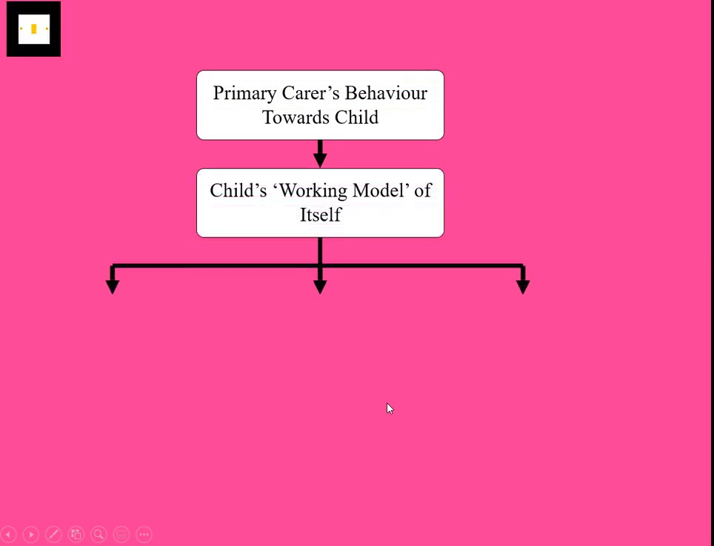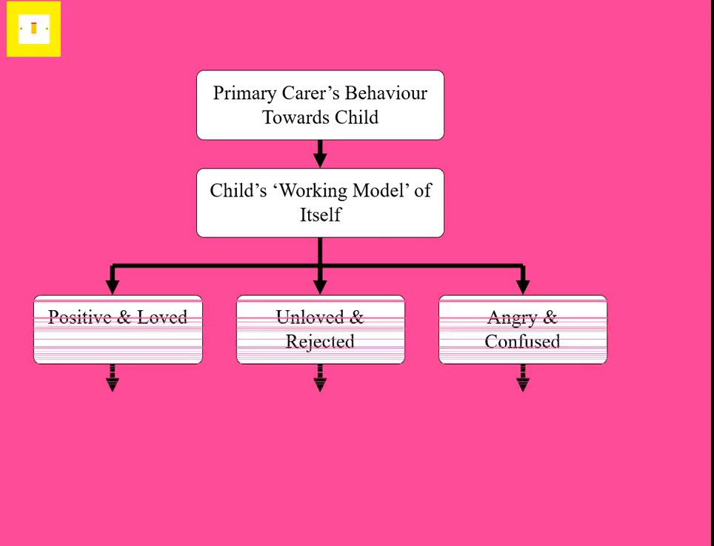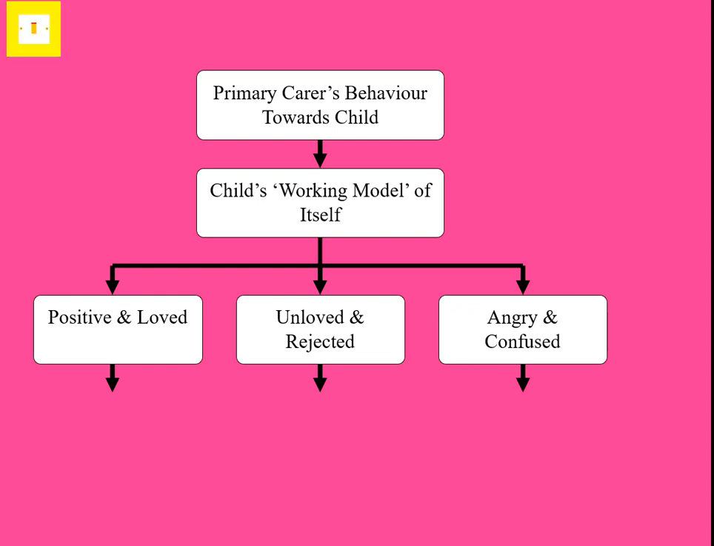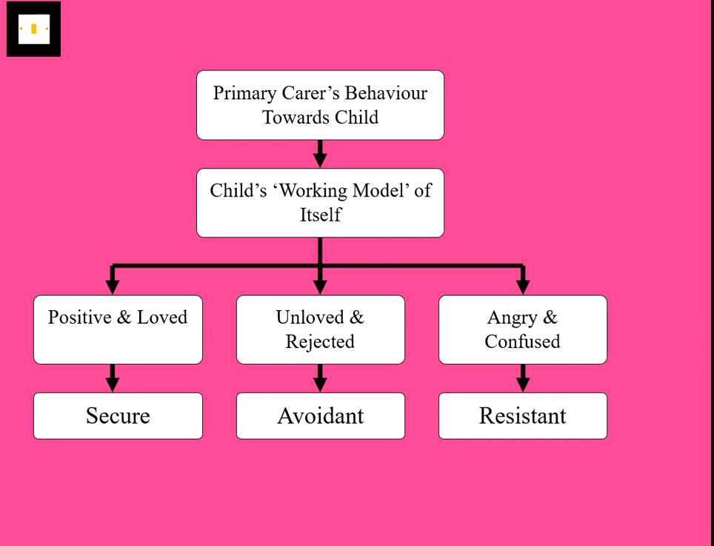Okay, so going back to just thinking about the strange situation and explaining how it fits in. We've got the primary carer's behaviour towards the child, so that would be the mum or the main carer. That leads to an internal working model. So there is the first template. Now, depending on the way that primary carer is, depends on the internal working model. So if that primary carer is positive and loved, and they treat the child with respect, positive, consistent, the child will have a secure attachment. If the child generally feels unloved and quite rejected and quite ignored and not really interacted with, they're going to develop an avoidant attachment. And again, if the kind of care that they receive from their mum or their primary caregiver is quite inconsistent, quite confused, mixed, then that's going to result in a resistant child.